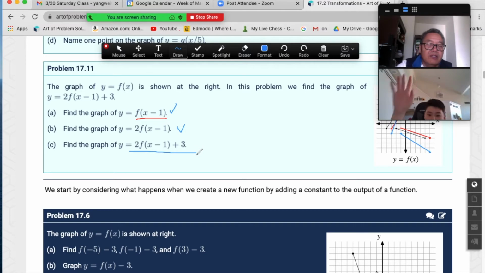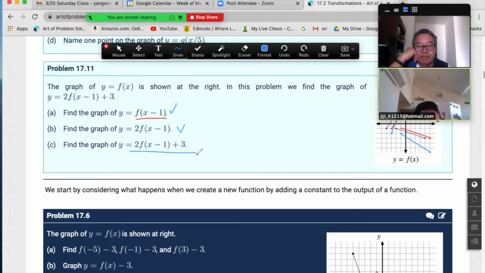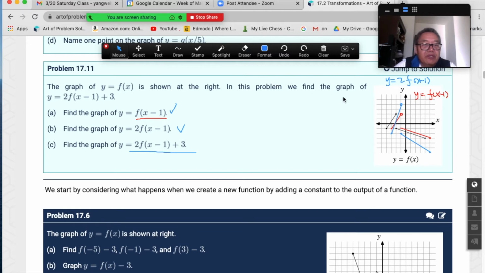Do we just shift the blue function down by 3? To which direction? Plus, that means shift up. Shift the blue color function up 3 units.